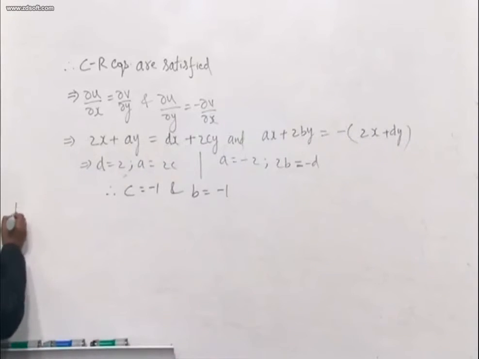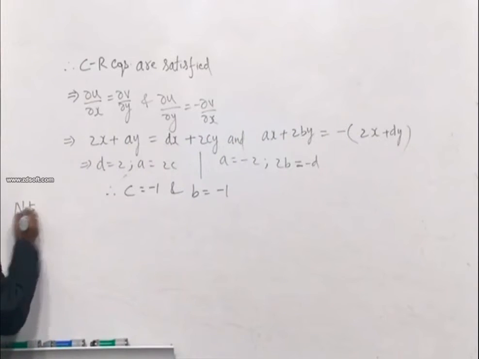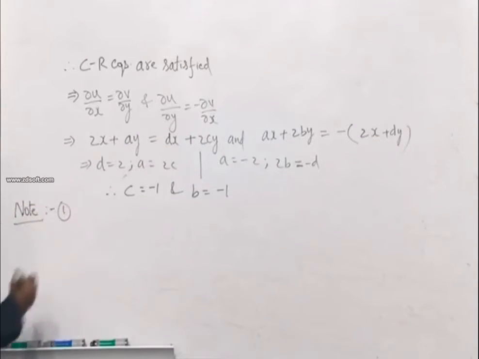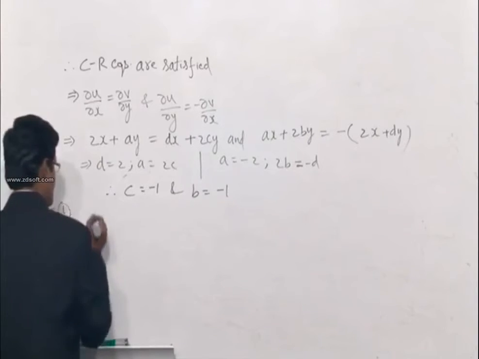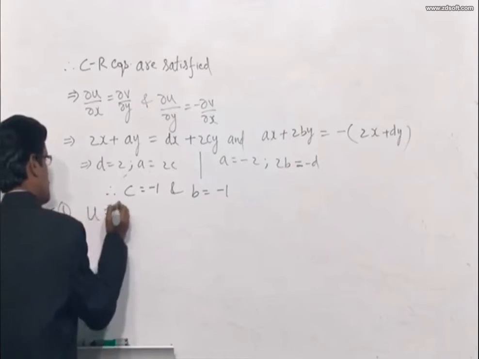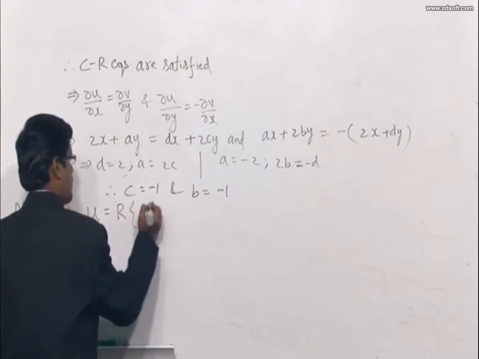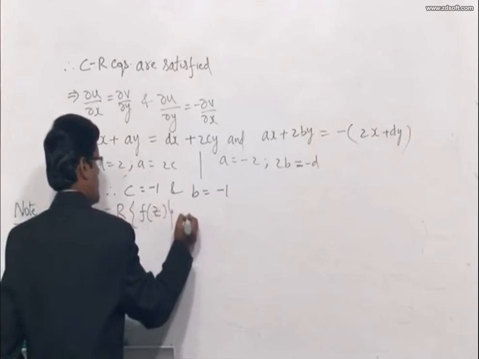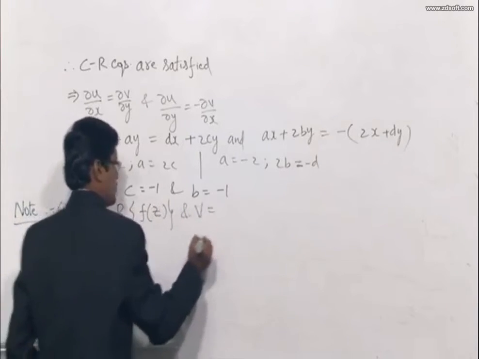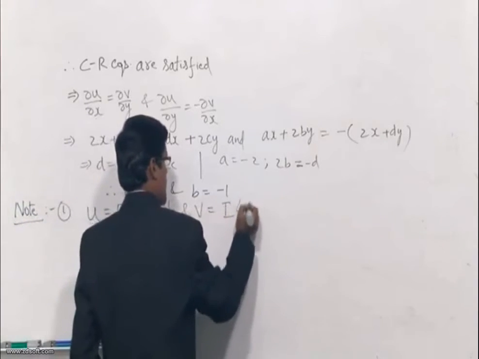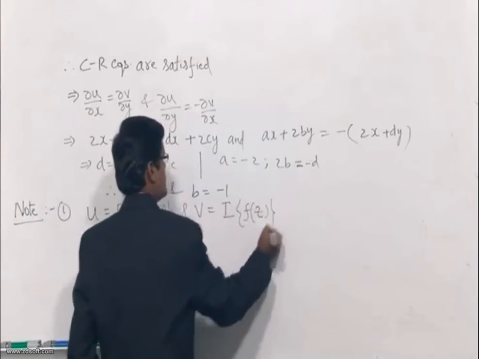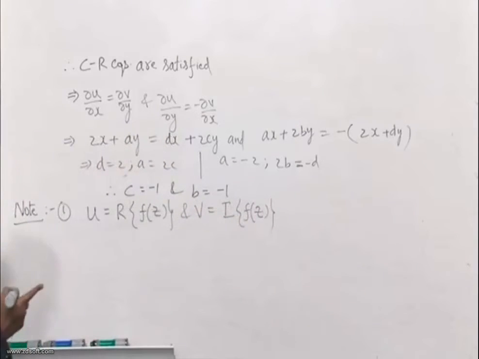Note. First point. U is equal to real part of f of z and V is equal to imaginary part of f of z. Just like comparing with x and y, here in that order: z is x y, here f of z is u v, like that.